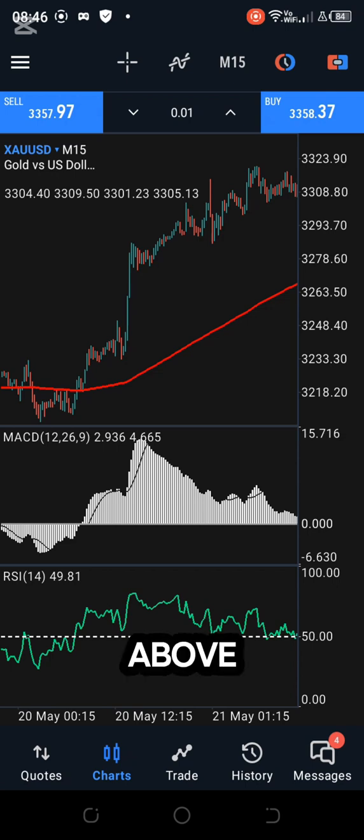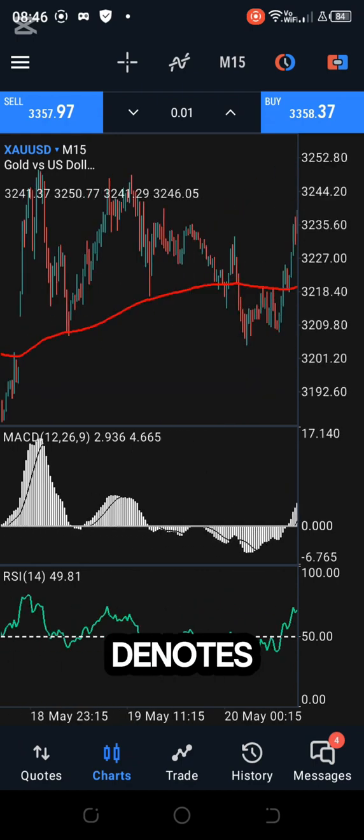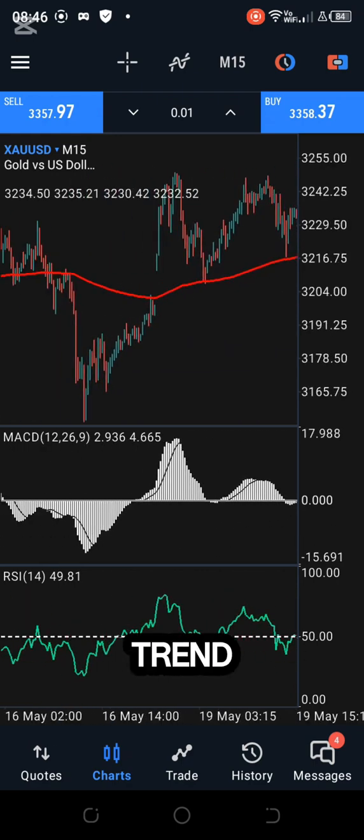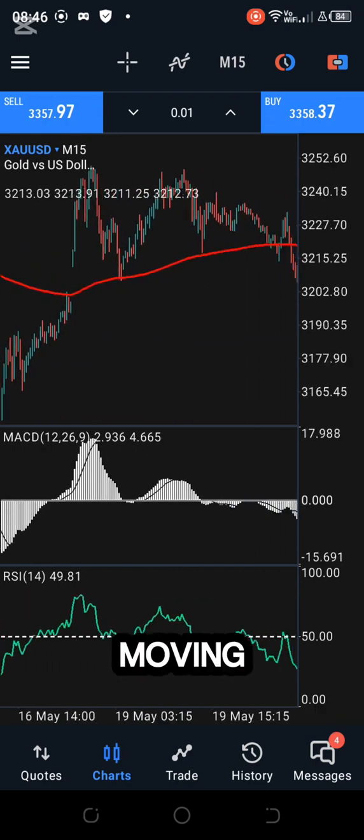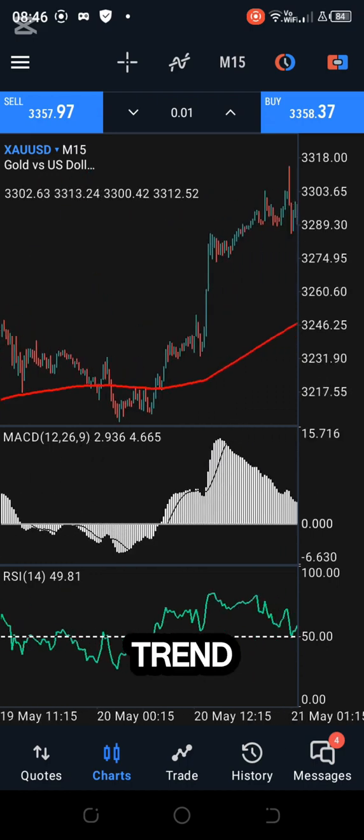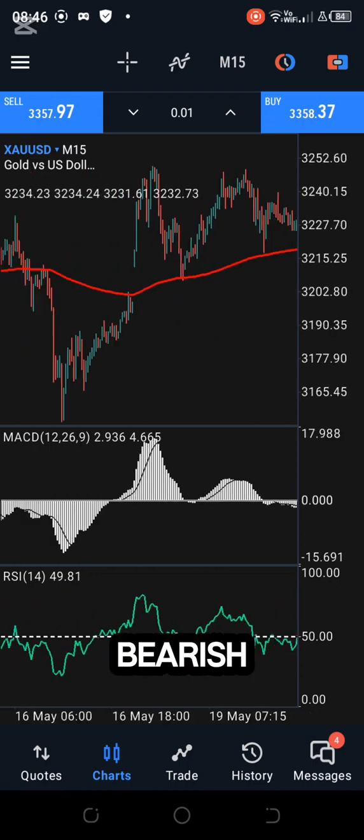On the RSI, we have the level 50. When price is above the level 50, it denotes that we are in a bullish trend. When it's below the level 50, it denotes that we are in a bearish trend. If price is also above the moving average, we are in a bullish trend. If price is below, we are in a bearish trend.